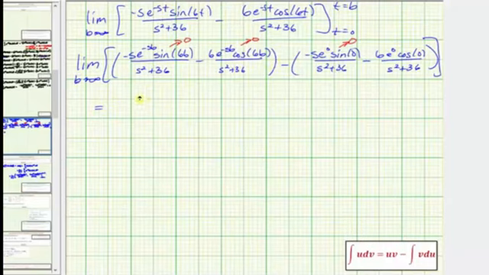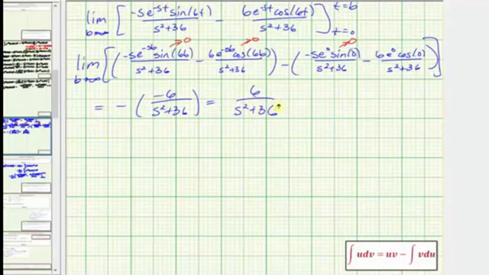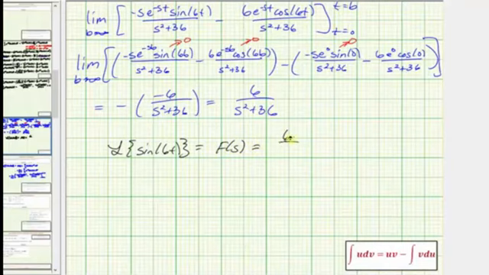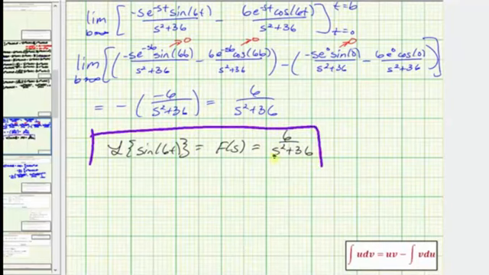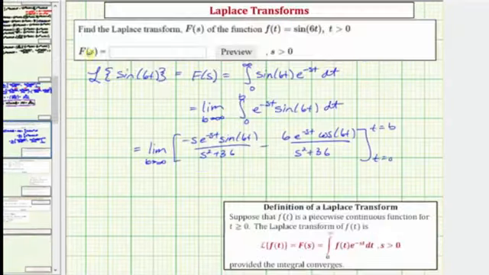So this limit is equal to negative, and then in parentheses we have negative 6 divided by the quantity s squared plus 36. So simplifying, we get positive 6 divided by s squared plus 36, which is the Laplace transform of sine 6t. So now we know the Laplace transform of sine 6t equals big F of s, which equals 6 divided by the quantity s squared plus 36. So going back to our first slide, for entering big F of s from the keyboard, it's important to enter 6 divided by, and then in parentheses, s squared plus 36.